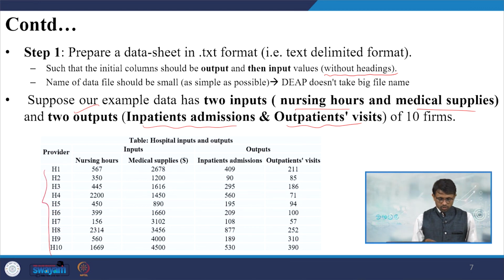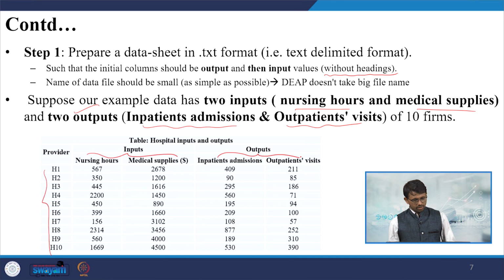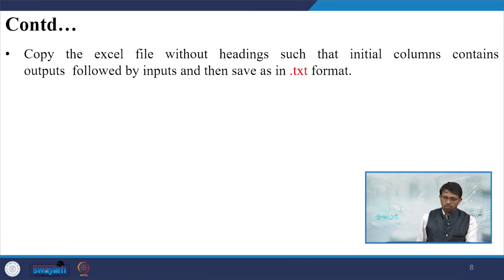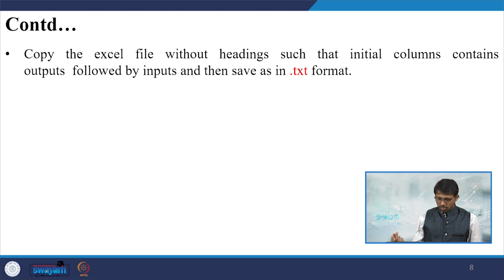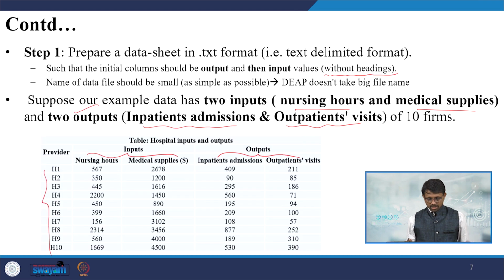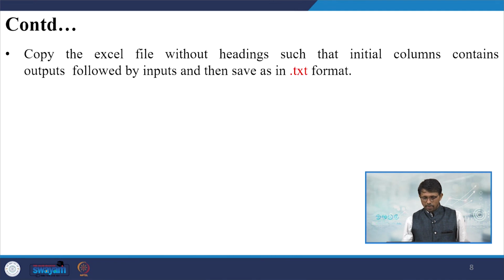There are 2 inputs here and 2 outputs here. Okay, and hospital inputs and outputs, and some of the figures in terms of their nursing hours, medical supplies in terms of their cost, etc. are given, as well as number of visits. Okay, now we will actually put it in our txt file. Initially this is in our Excel file, then we will save it in .txt delimited format. So this is how the process will continue.